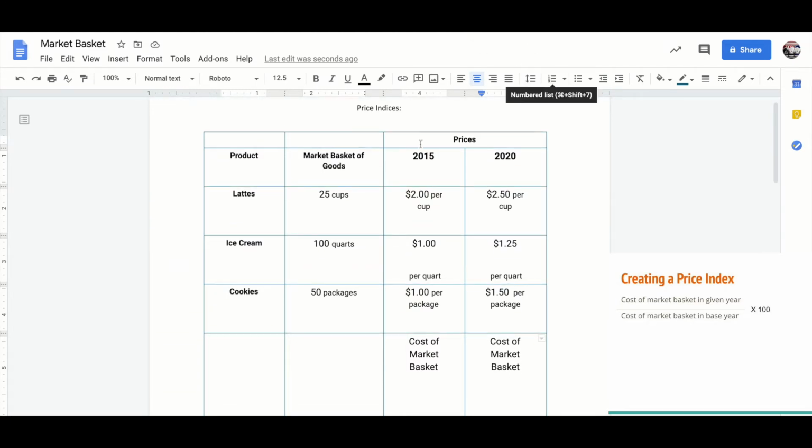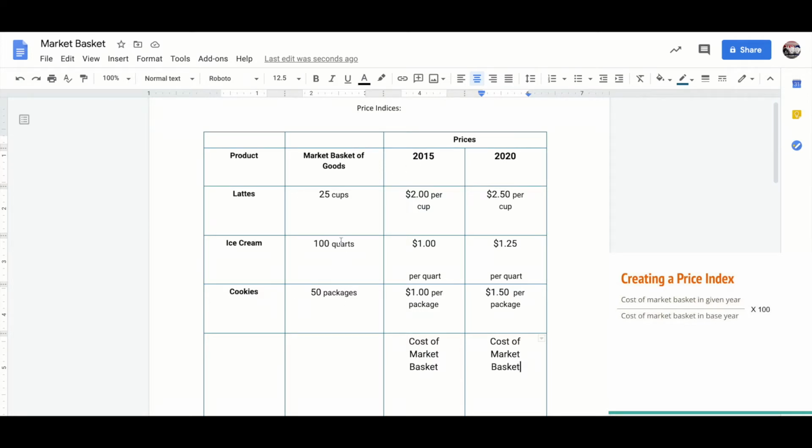A market basket is just an assortment of goods and services that most consumers in an economy are expected to buy in a given year. In this economy, these are people that buy a lot of lattes, ice cream, and cookies. So every year we expect average consumers to buy 25 lattes, 100 quarts of ice cream, and 50 packages of cookies.